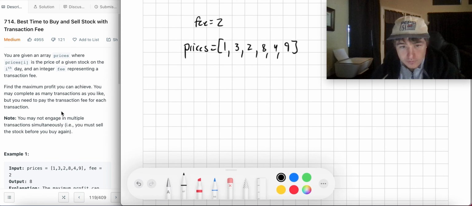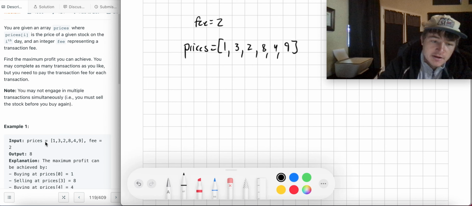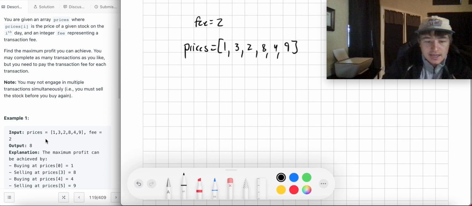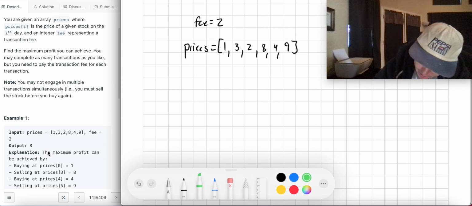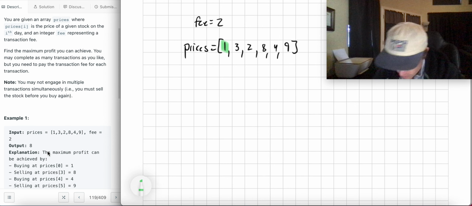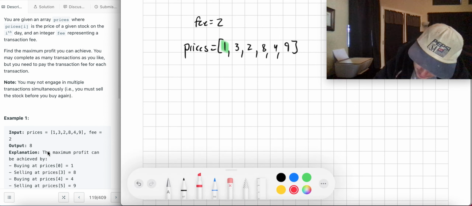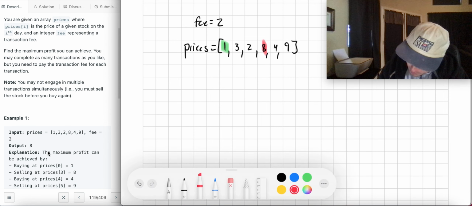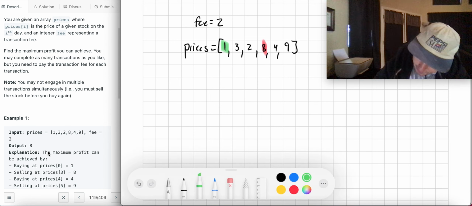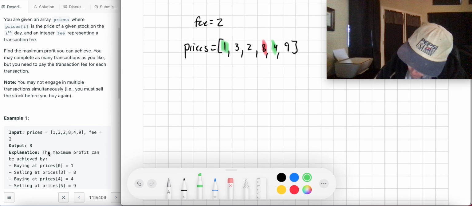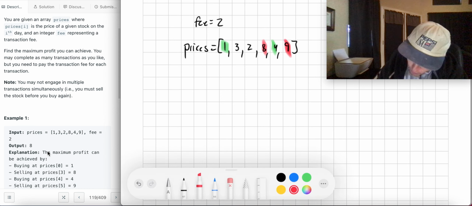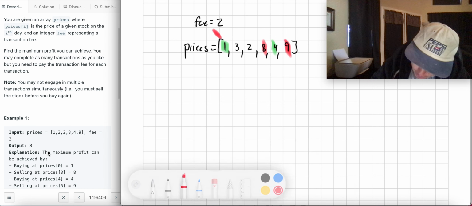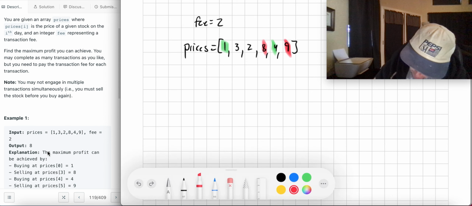So the optimal solution apparently is buying here at 1, right? So we buy our share here, and then we sell it at 8. We buy it again at 4, and then we sell it at 9. Now, what's the total amount of money that we get from that? Well, when we're buying the stock, we're going to go underwater $1, right?